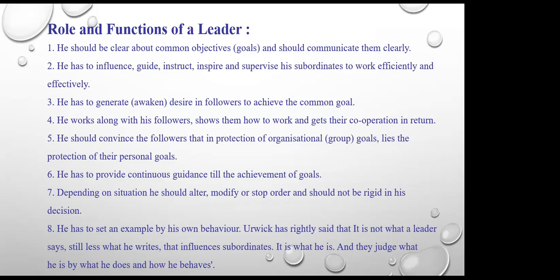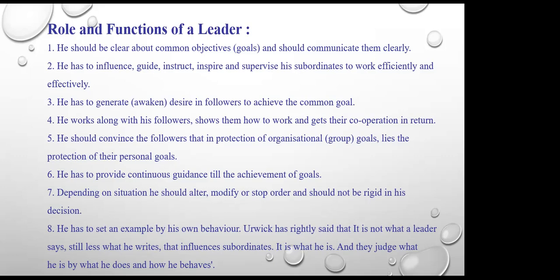A leader is not only guiding or influencing the people, he also has to work with them with his hands, and he has to get the cooperation. If you are not working and you are only directing, you are not going to become a leader. Then you are becoming a boss. The boss will not listen to the subordinates. The leader listens to the subordinates, works along with them, and gets the cooperation in return.